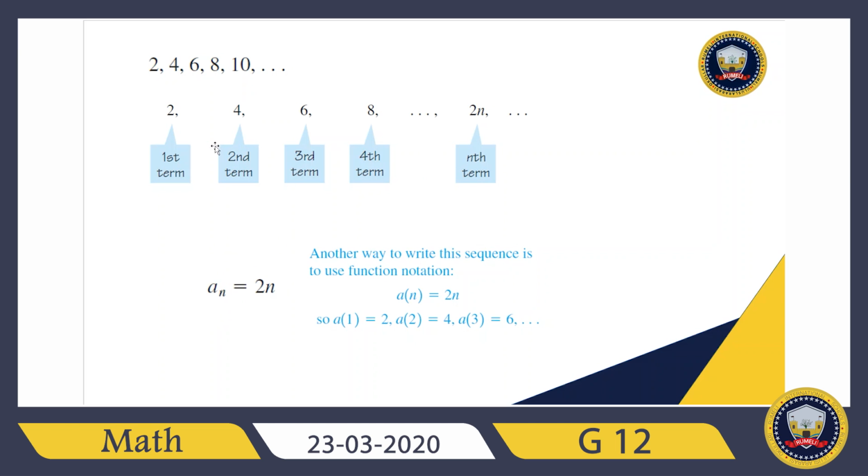So for this sequence, the formula which defines the an term equals 2n, which is very simple. Just take the index multiplied by 2, and you will get the term. So we call this the formula which defines the sequence. In this case, an equals 2n.